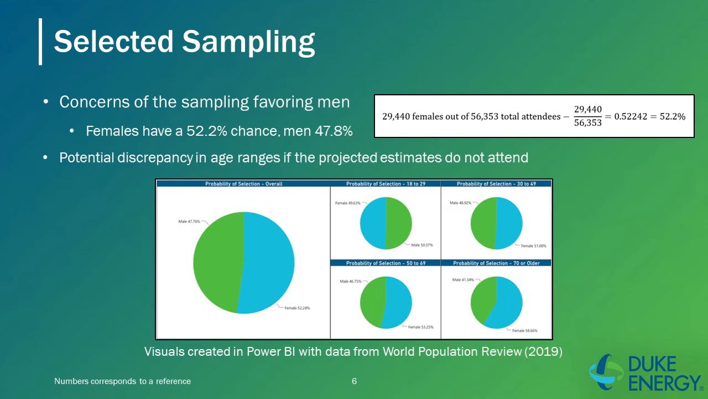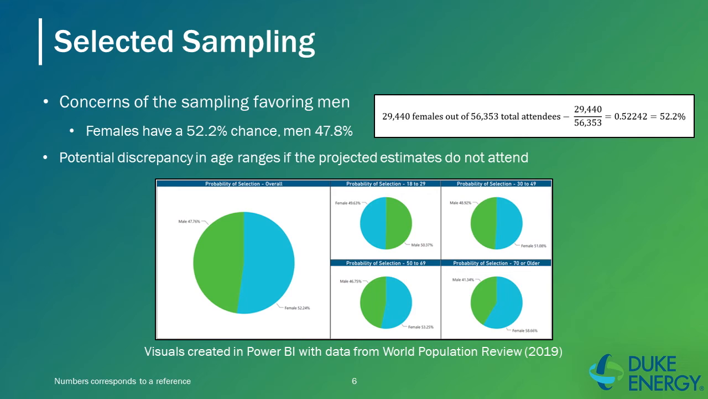Based on the 8% population attendance for the event, the attendance to the event would be 56,353. From this number, 29,440 would be female. Using the formula shown on the screen, the probability of a female being selected is found to be 52.2%. As a result, the complementary probability of a male being selected is 47.8%.